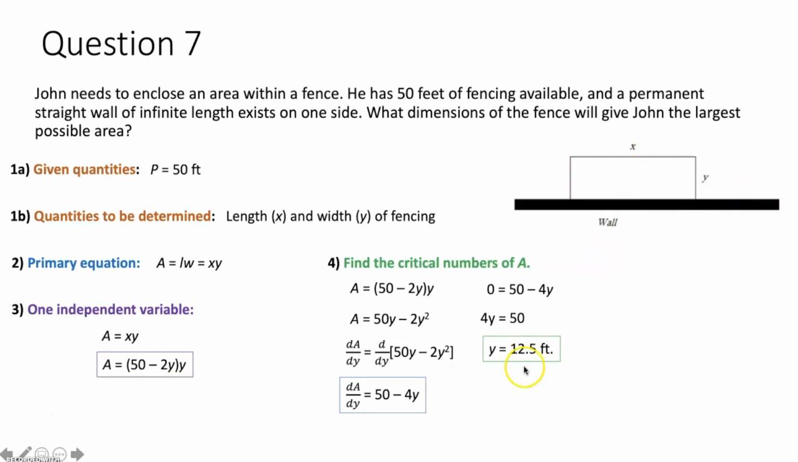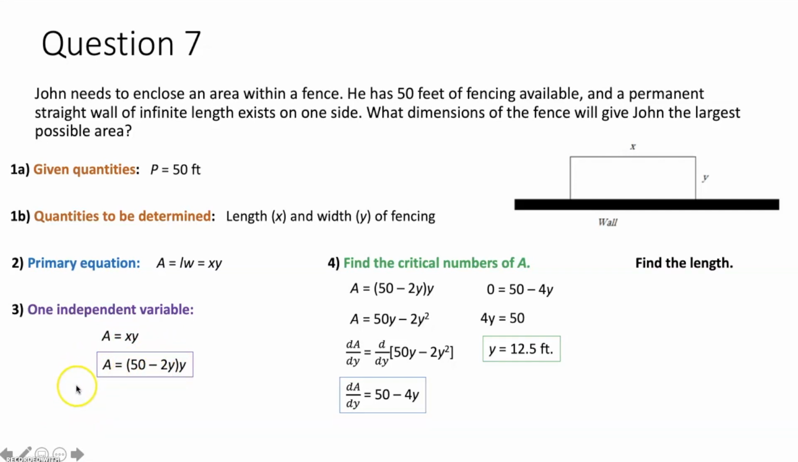Now, we ask ourselves, does this answer make sense? Is it 0? Is it negative? No, it's positive 12.5 feet. So that makes sense. That's totally within the realm of possibilities, since the perimeter just has to equal 50 feet. Now, we have found the width of our given enclosure. We need to find the length now. So how do we find the length? How do we find x? Well, earlier on, didn't we solve for x so that we could substitute it in and only have one independent variable?